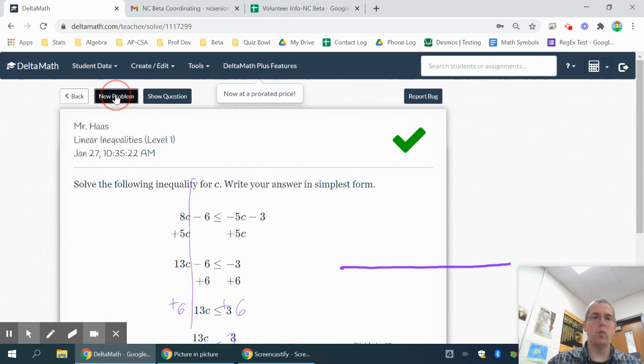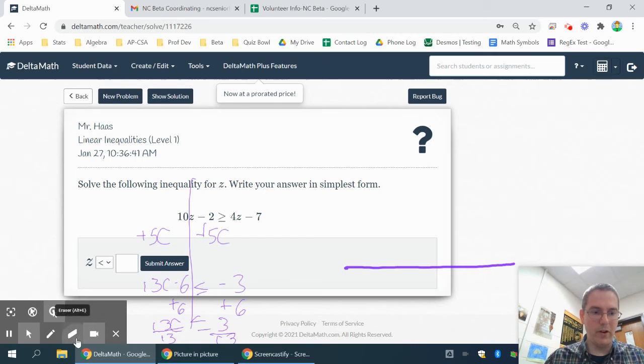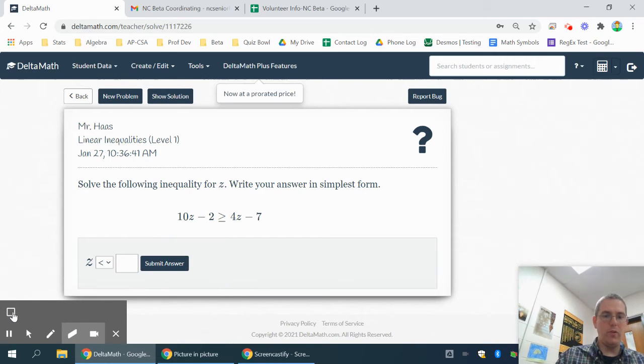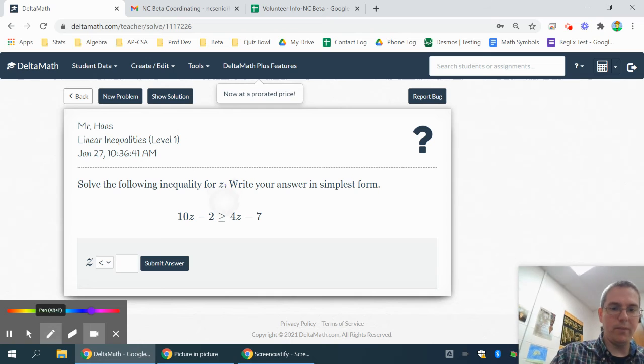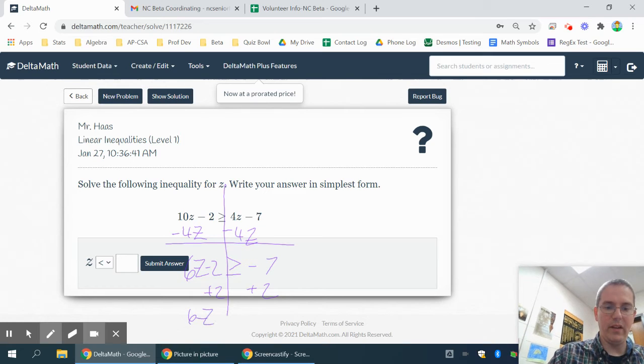Okay, we'll go ahead and do one more of those. Okay, on this one, let's erase our other garbage. What we can do is we need to get the variables on one side again. So start by subtracting 4z from each side. And that's 6z minus 2. And this one is greater than or equal to -7. Add 2 to both sides. So I have 6z is greater than or equal to -5. And then to get rid of the 6, I divide by 6.